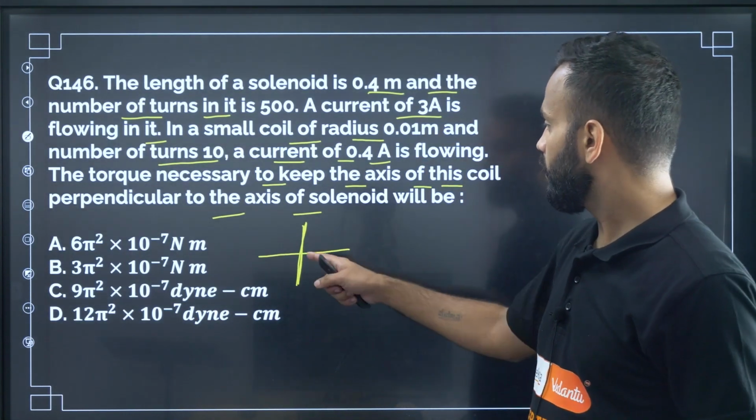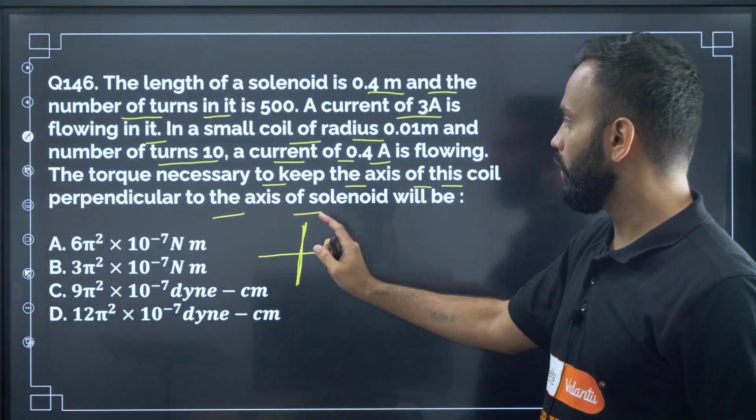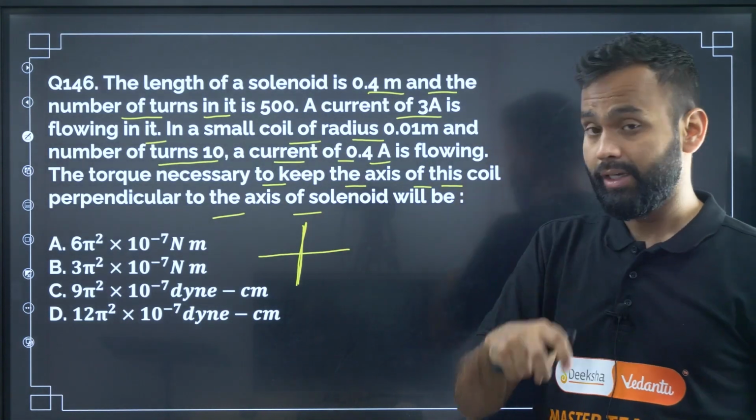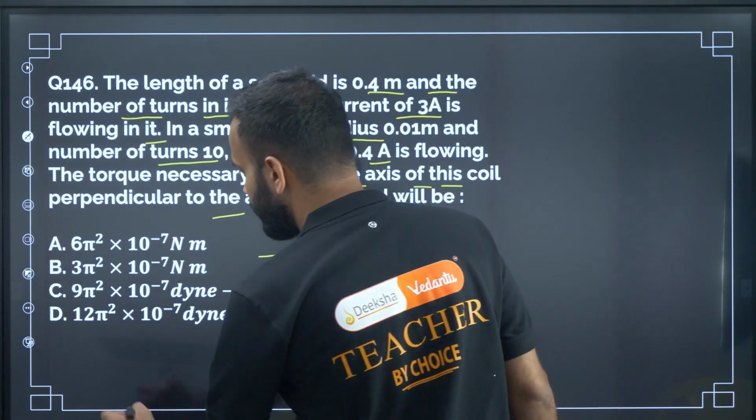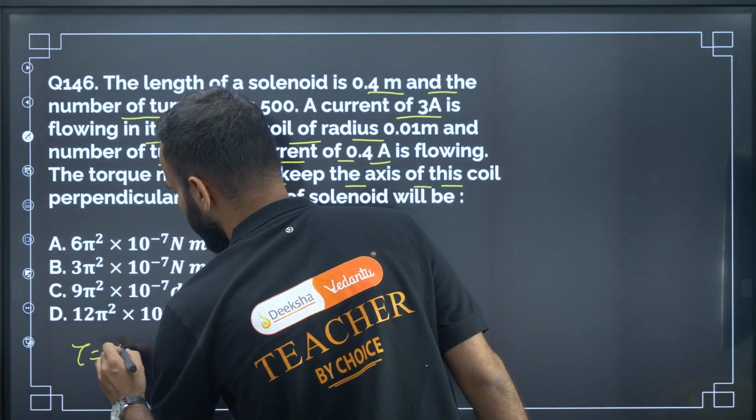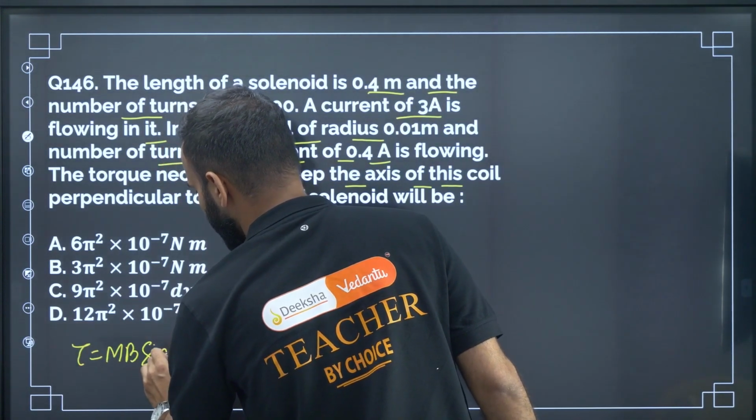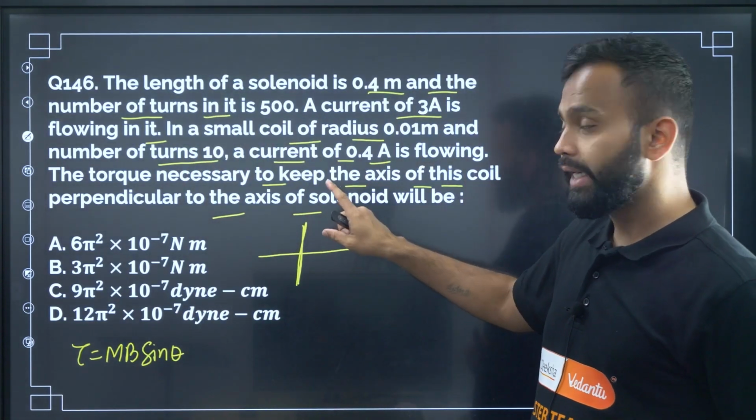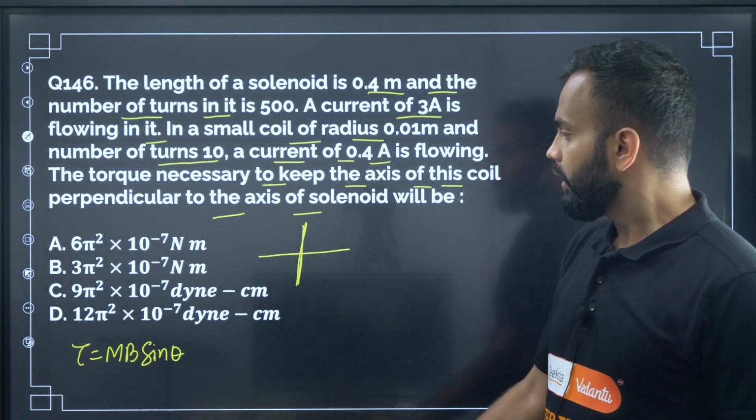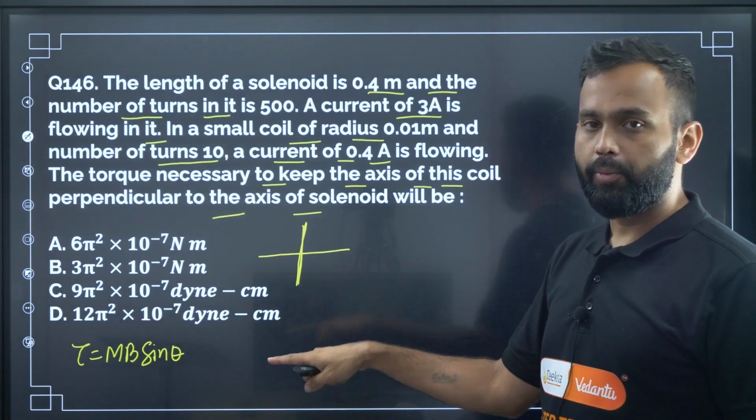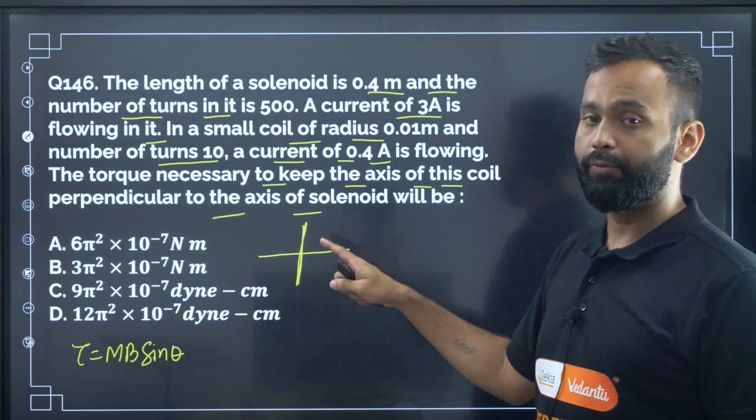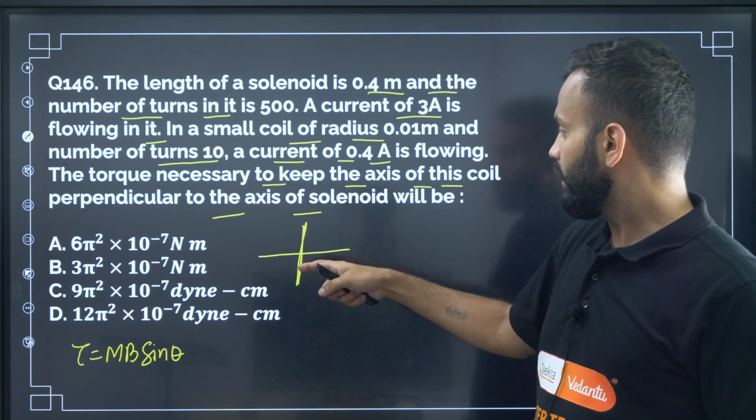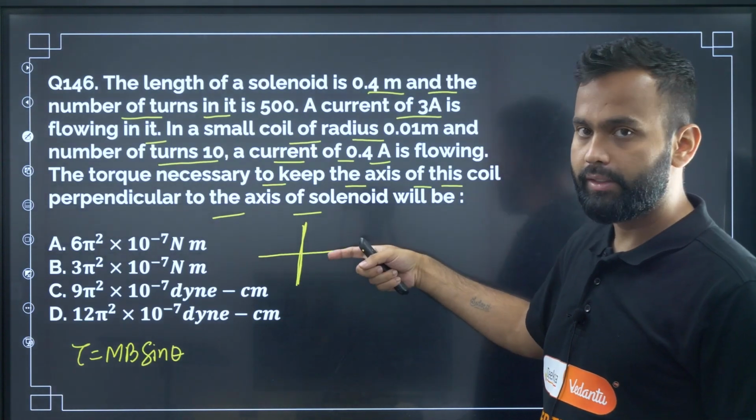Okay, so what is the torque required to keep the axis of this coil perpendicular to the axis of the solenoid, right? So we know that torque tau is equal to MB sin theta. What is M? M is magnetic moment, B is magnetic field, theta is the angle between magnetic moment and magnetic field. So what is the angle between them? Magnetic field is due to the current carrying solenoid, right? Magnetic moment is due to this coil, right?